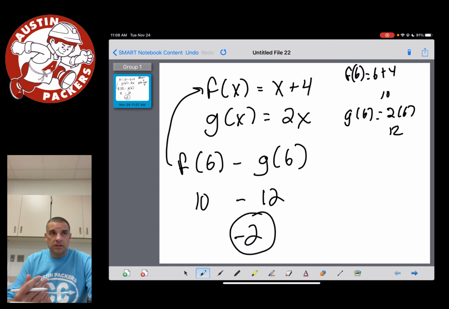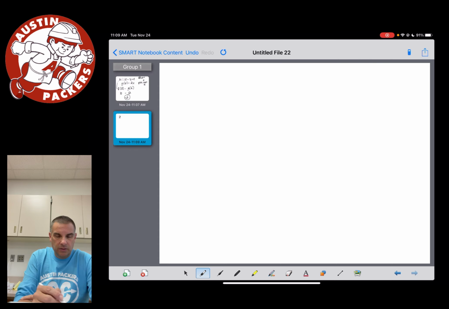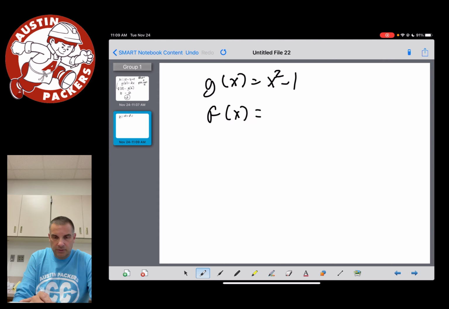Okay. So we can do these really on a couple different modes when we're doing these. Let's look at one more of those, and then we can get going on the assignment. So let's go g of x is equal to x squared minus 1, and f of x is equal to 7x plus 8. So we're going to find f of 2 plus g of 1.